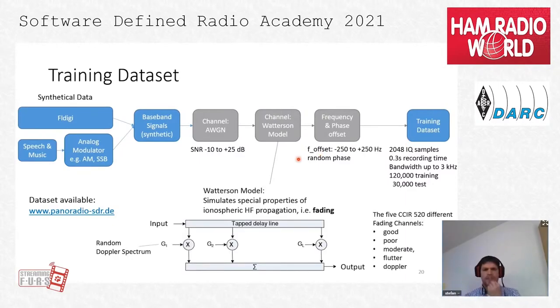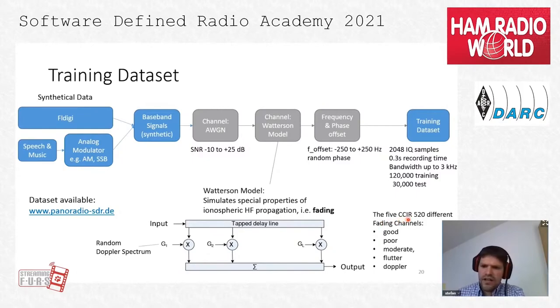The Watterson model is a special model that simulates the properties of the ionospheric HF propagation. So basically, this is a model that introduces fading. And it does so by modeling the transmission as a multipath propagation, and by adding random Doppler spectra. So you have an input here, some delay line, and you have some signal components at different delay times, and these are altered by a random Doppler spectrum.